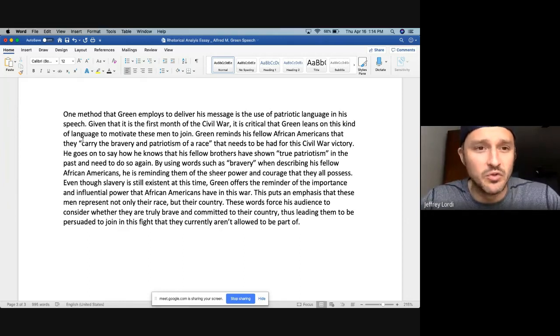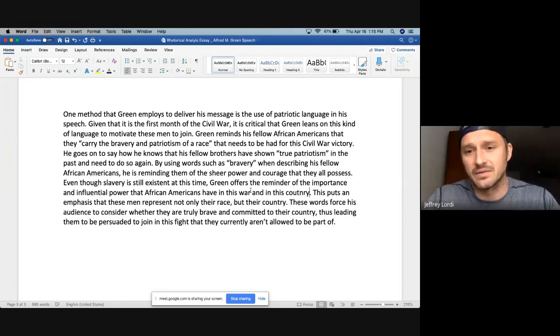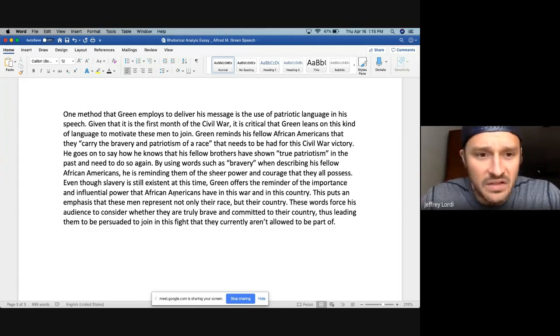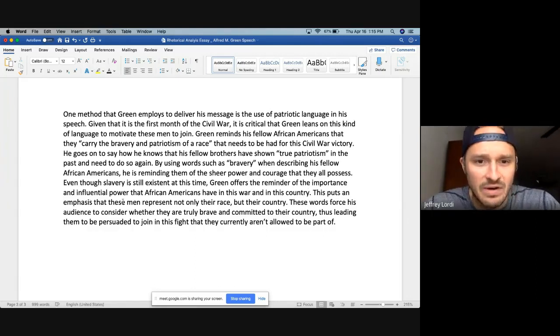What is it about using patriotic language that will persuade them to get into this war? So now let's see if I do this. By using words such as bravery when describing his fellow African Americans, he's reminding them of the sheer power and courage that they all possess. Even though slavery still exists at this time, Green offers the reminder of the importance and influential power that African Americans have in this war, I'm going to say, and in this country, just to make it a little stronger. This puts an emphasis that these men represent not only their race, but their country.